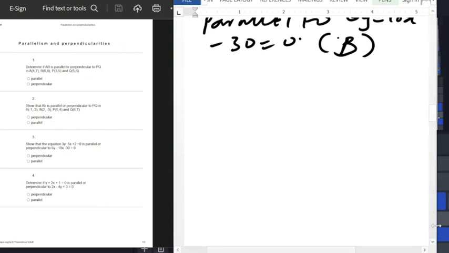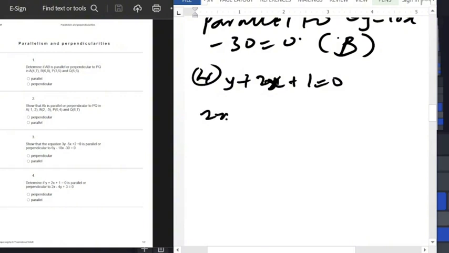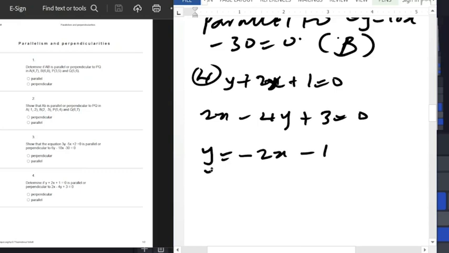Question 4 says, determine if y plus 2x plus 1 equals 0 is parallel or perpendicular to 2x minus 4y plus 3 equals 0. So from equation 1, make y the subject of the formula. So y equals minus 2x minus 1. Compare this with y equals mx plus c. So m1 equals minus 2.